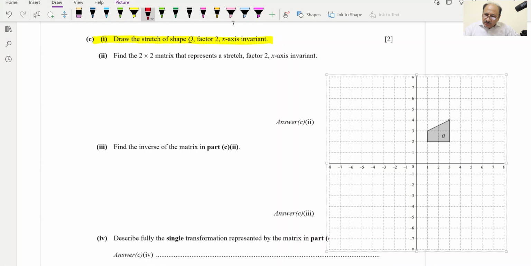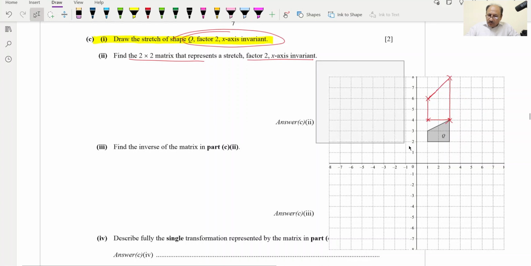So we can basically stretch this from this one, scale factor 2, so it will be up, and 2 units. So this is 2 units, so 1 2 3 4 units will be taking like this one. And this side, starting from here, 1 and 2. So our drawing will be perfect. Drawing will be this one. So it will be stretching with x-axis invariant and factor 2. This is basically this one. So draw the stretch of shape Q, factor 2 and x-axis invariant. So this will be our answer for this part.